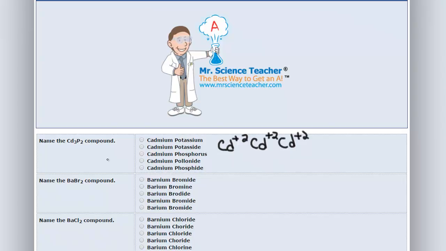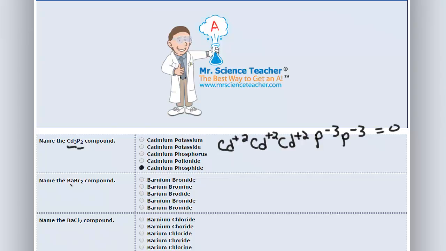Good. Now we look at the P. P stands for phosphide, and phosphide is a -3 ion. And we have 2 of those. Our math equation turns out to be +2 +2 +2 -3 -3 equals 0. Our formula name is cadmium phosphide. That's how we do it.